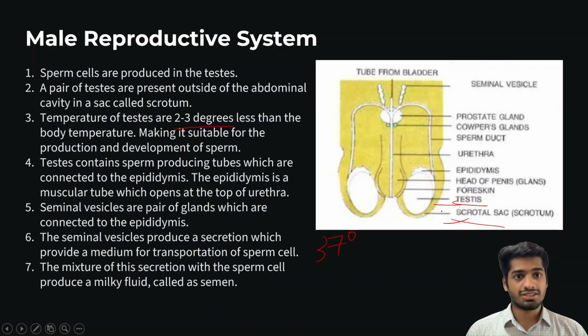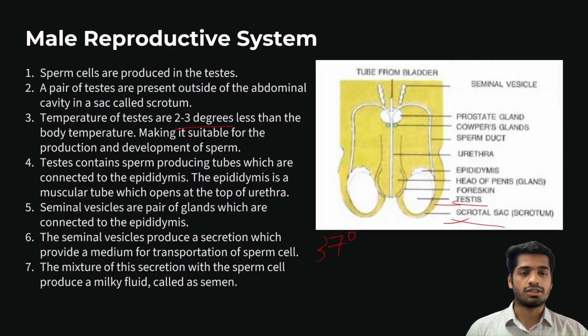Now, the function of the testis: it is the site for the production of sperm cells. And second, it is also the site where testosterone is made. The testis makes testosterone, which is the male hormone. It gives us the male characters.